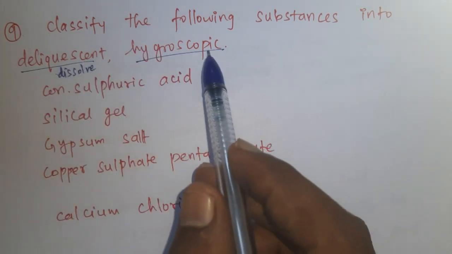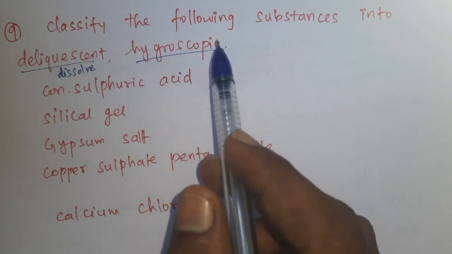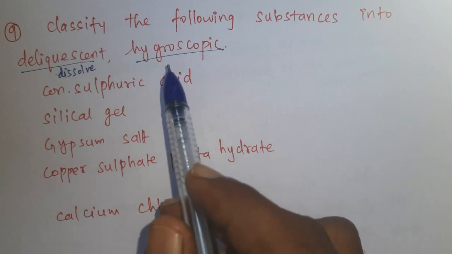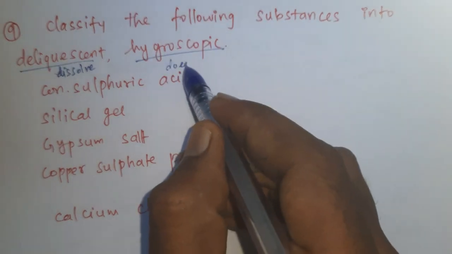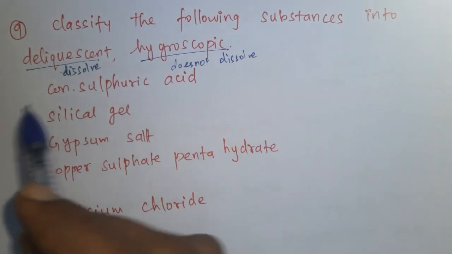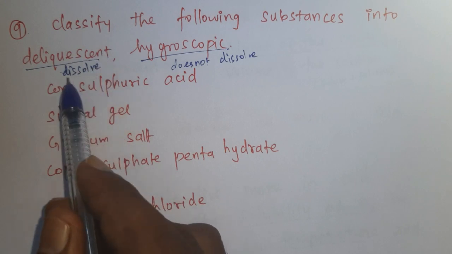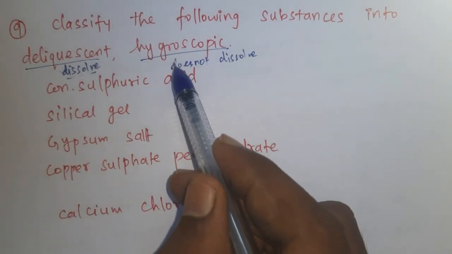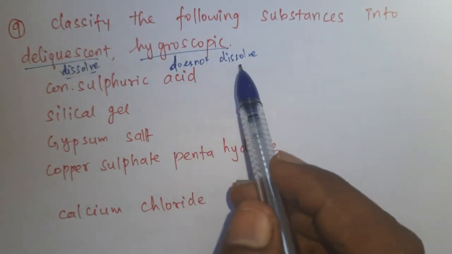Hygroscopic substances also, when placed in the atmosphere or in the environment, absorb moisture, that means they absorb water molecules from the environment, but they do not dissolve. That is the difference. So after receiving the moisture from the environment, the deliquescent substance is going to dissolve, but the hygroscopic substance, after absorbing the water from the environment, does not dissolve.